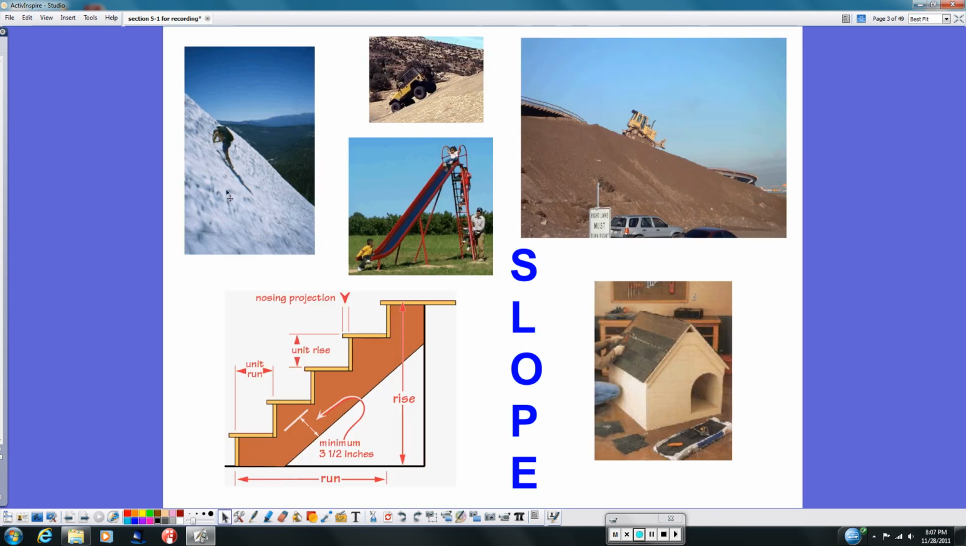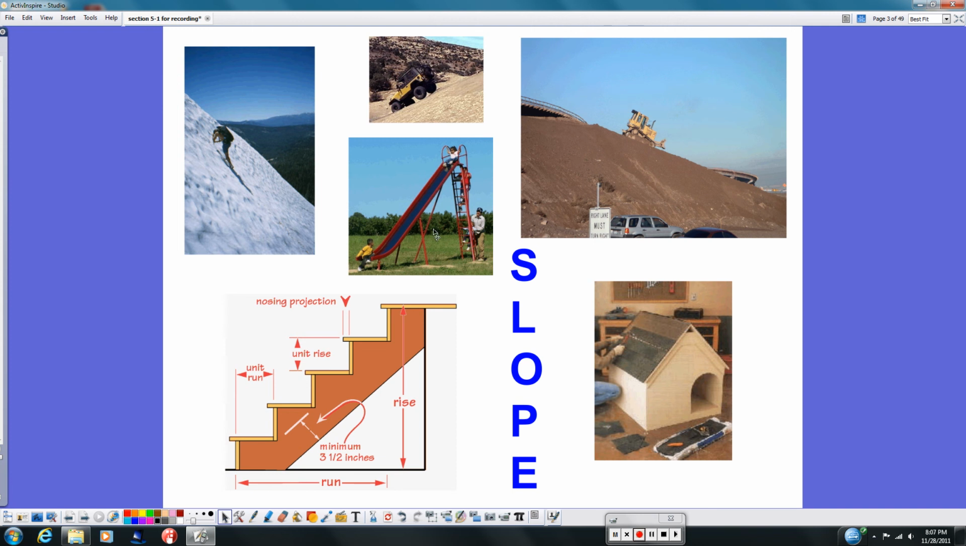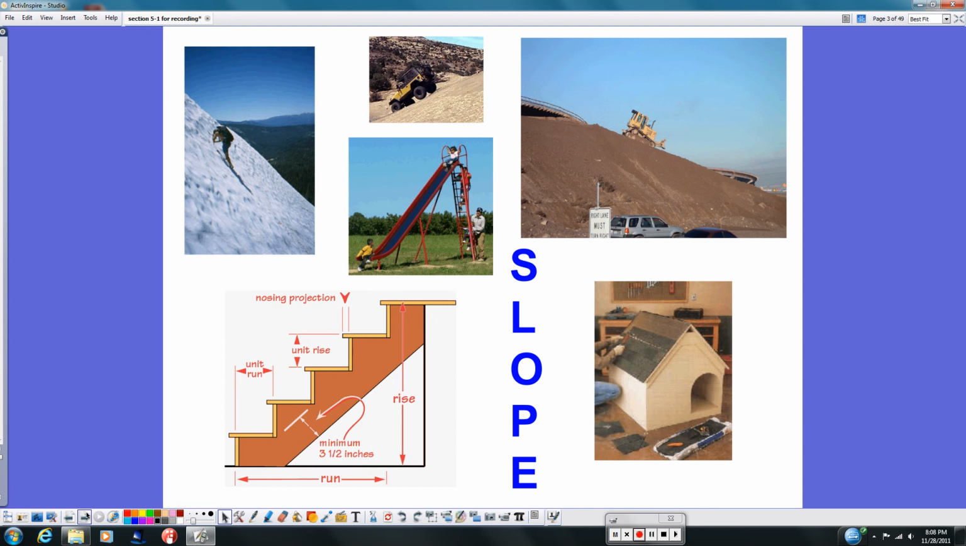Slope we see everywhere. We think of slope when we go skiing. If you're out riding off-road, if you are on a slide, that has a slope. Stairs have a slope. Construction zone here has a slope, and the roof here has a slope. So we see slope everywhere.